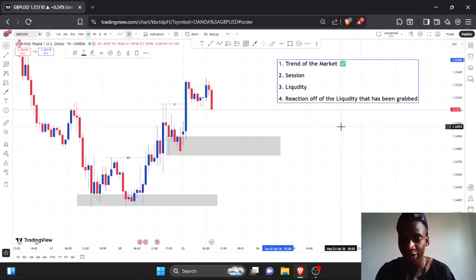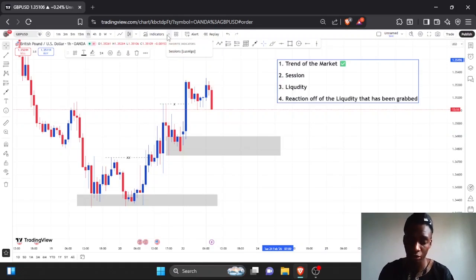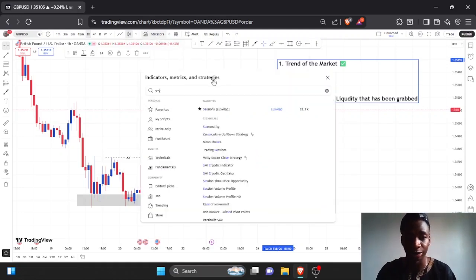What session are we in? Looking at the time, this is 9:46 Nigeria time. London time is going to be 8:46. So we are 1 hour ahead of London. So we're in the London session. And if you don't know how to identify the session, you can go to this indicator right there and just type sessions.